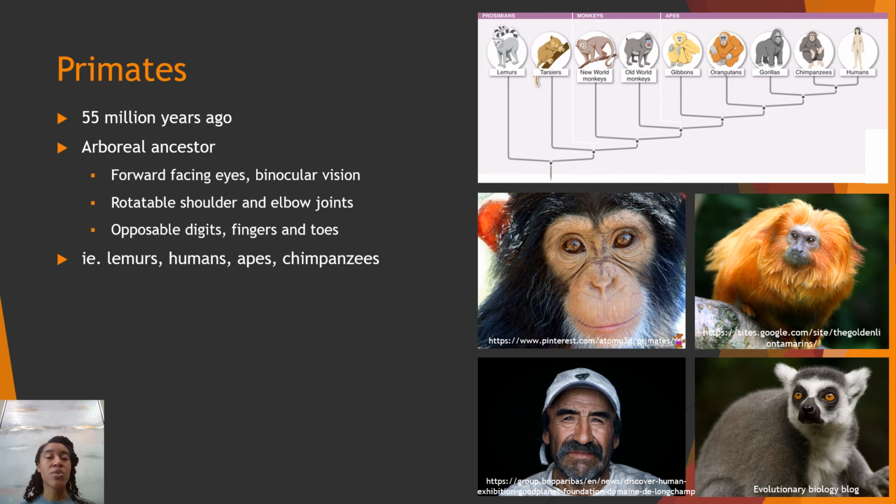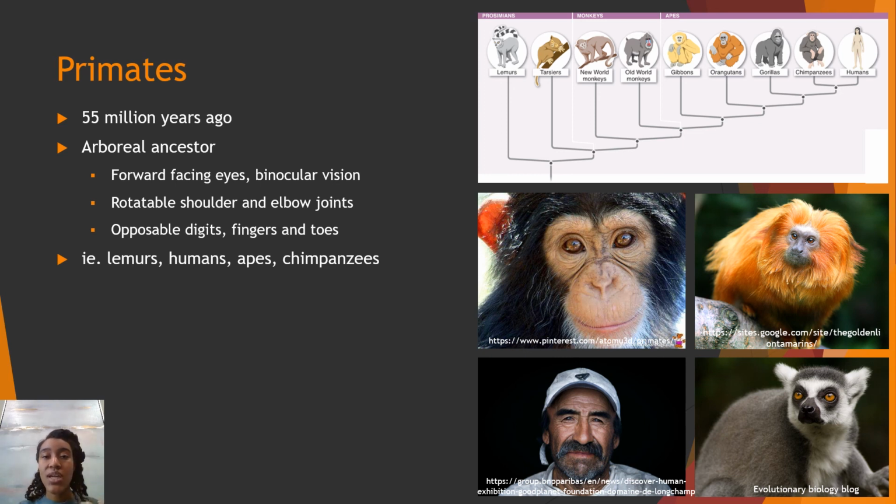One group of mammals we're going to spend a little bit more time talking about are the primates. The shared common primate ancestor arose somewhere around 55 million years ago. This ancestor was arboreal in nature. We know this because all primates have some shared common characteristics that indicate that our ancestor must have lived in trees. For one, we have forward-facing eyes with binocular vision. This is really helpful if you live in trees, so you can assess depth perception.